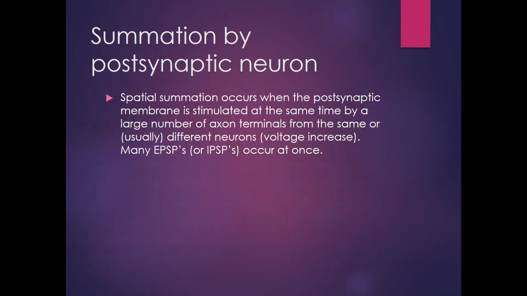Spatial summation, on the other hand, is still summation, but the neuron is stimulated at the same time by a large number of axon terminals from, it can be the same, but usually different neurons. And so many EPSPs or IPSPs occur at once.